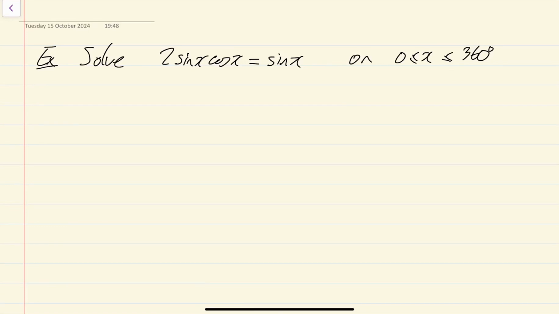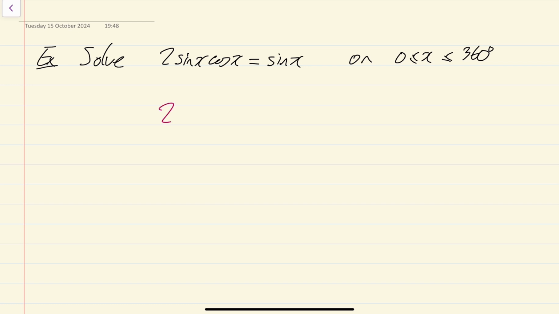Okay, this is a trig question which could come up at AS level mathematics. It says solve 2 sin x cos x is equal to sin x on 0 is less than or equal to x is less than 360. Now, the first thing I'm going to do, in red, is the first mistake a lot of people make.